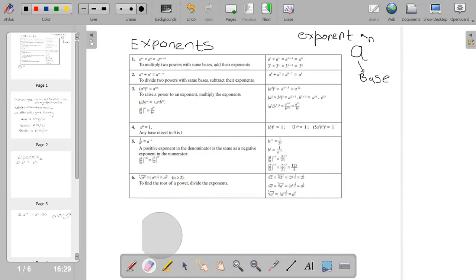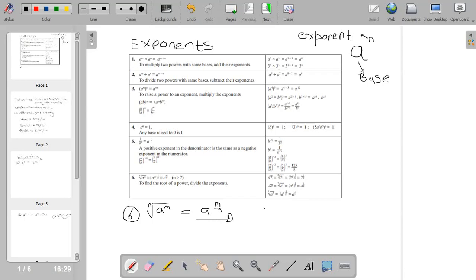Okay, let's look at rule number 6. Rule number 6 states that if we have the n-th root of a exponent m, we need to take the power of the root and divide the exponent of our power by it. So we'll have a exponent m divided by n.